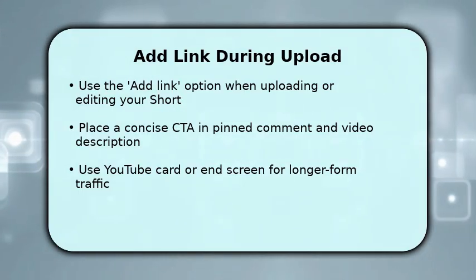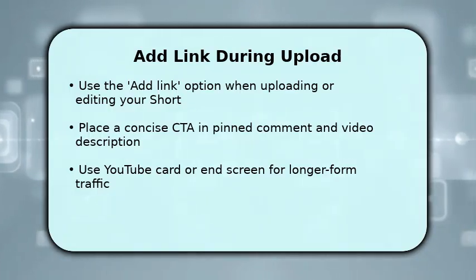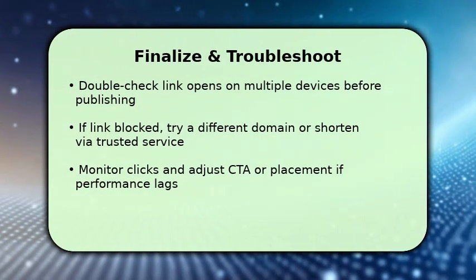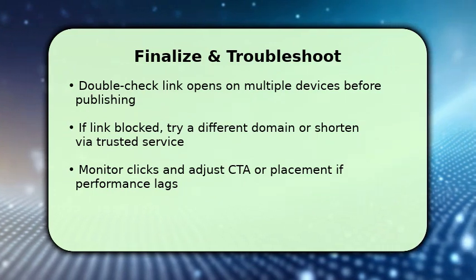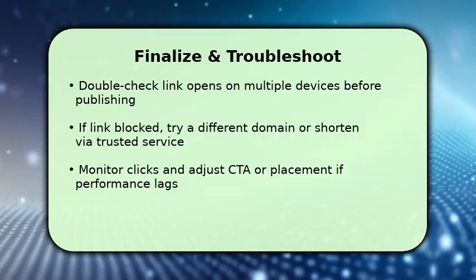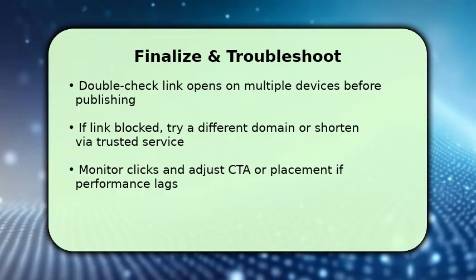You publish the short and immediately test the link on phone and desktop to confirm it opens correctly. This avoids losing early engagement. If YouTube blocks the URL, switch to a trusted shortener or an alternate domain and resubmit. Some domains trigger automated filters.